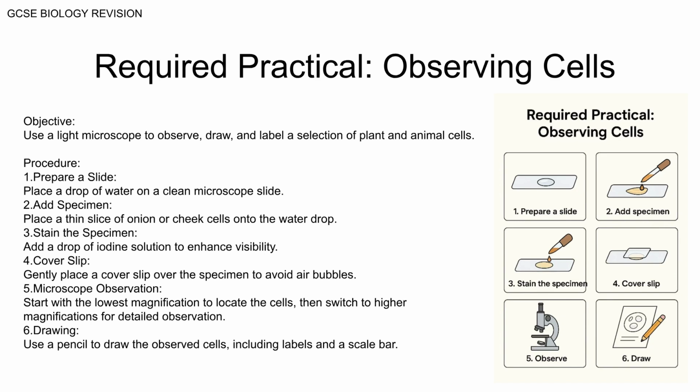Microscope observation. Start with the lowest magnification on your microscope to locate the cells, and then switch to a higher magnification for a much more detailed observation. Step 6. Drawing. Finally, use a pencil to draw the cells you see, adding labels and the scale bar to show the size. That's it. You're now ready to observe and draw cells for your practical.